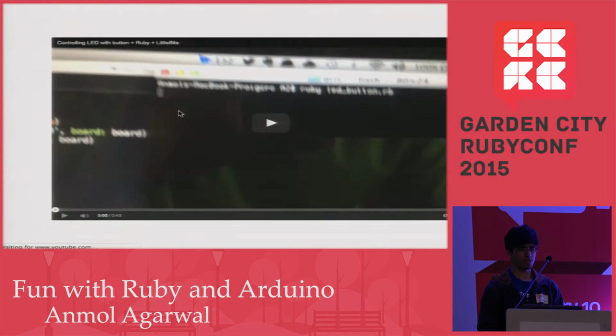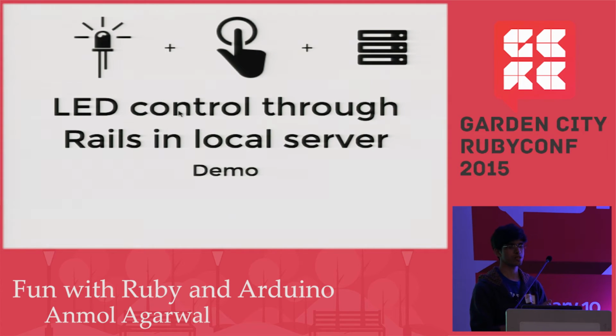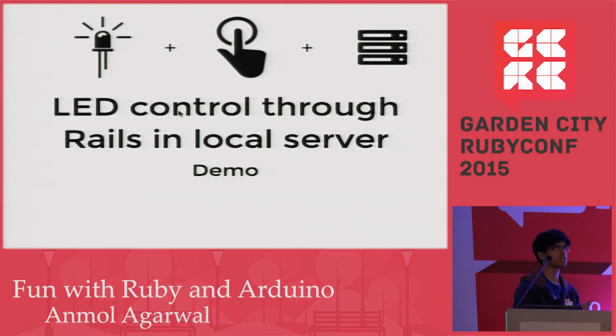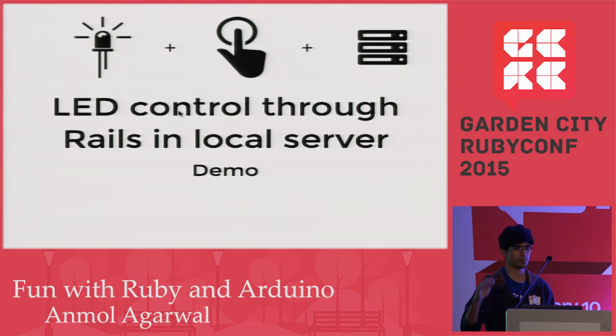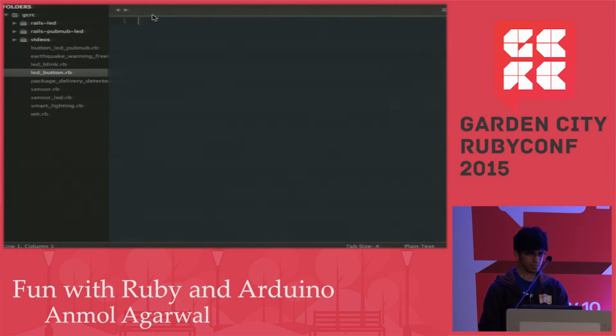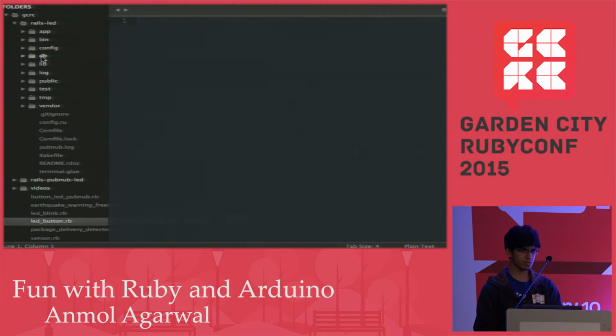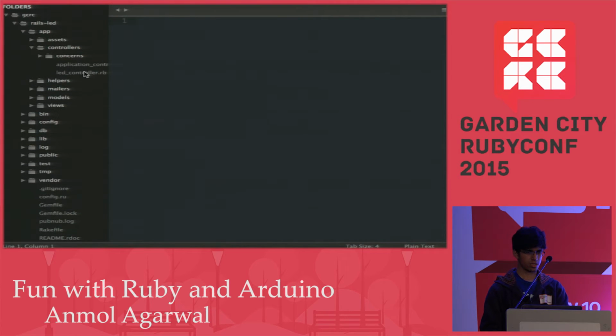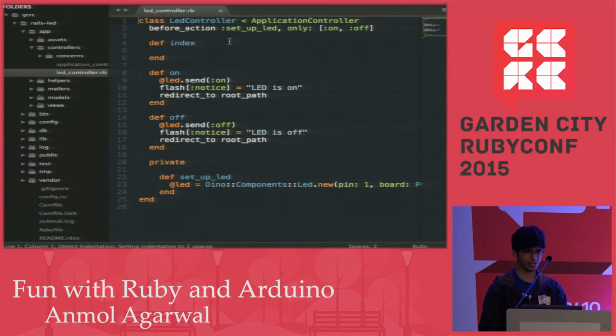So let's take it to another level. How about controlling the LED through Rails in a local server? So you can kind of see what's coming. We have started to build up on our last program. If we look into the code of that, here's the Rails app that I generated. It's got no models because I'm not storing any values in the database or anything. So it's just got the controller and views. The most important file in this program would be the LED controller that I generated. And the LED controller has got 3 actions only: index, on and off.